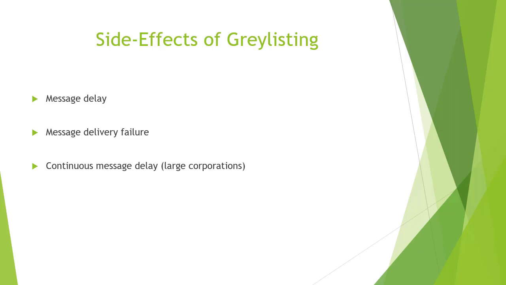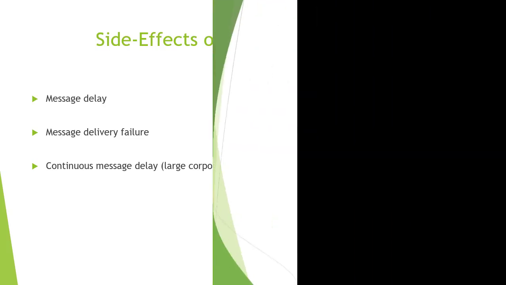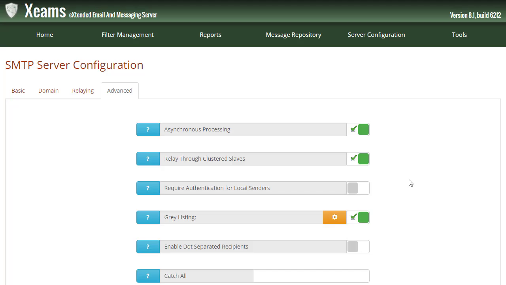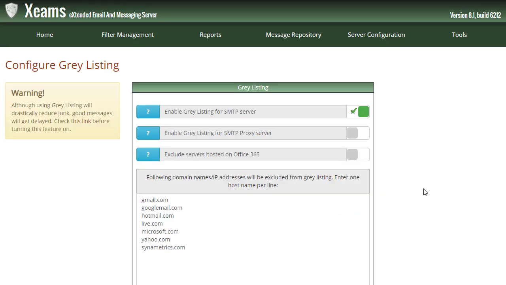Large companies, such as Microsoft, use multiple email servers to handle their outbound messages. Because of this, retry attempts on their end can be made from different IP addresses. Since it comes from a different IP address, Xeams will reject this message as well, which will increase the email delay even further.